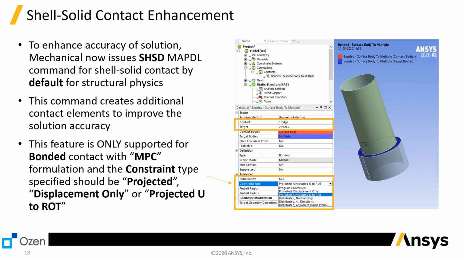Another feature added is not a new feature, but an improvement of the shell to solid contact. That's an enhancement that happened in 2020 R2, basically using the SHSD APDL command as the default for any contact between shell and solid bodies, or elements, sorry. But this feature is only supported if you're using bonded contact with MPC formulation, and the constraint type is specified as projected or displacement only, or projected U to ROT. And here is an example of that.